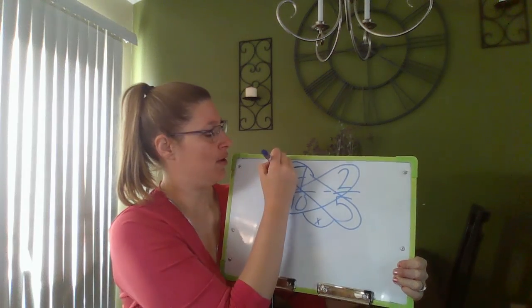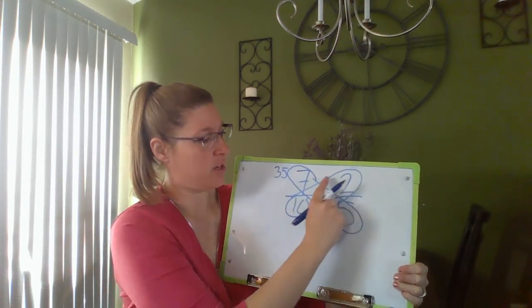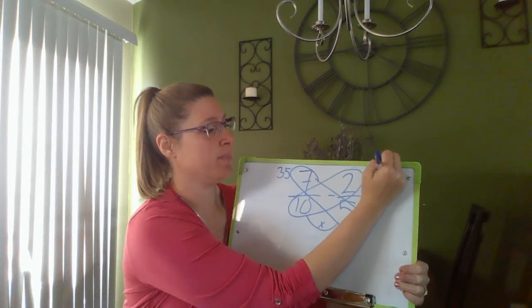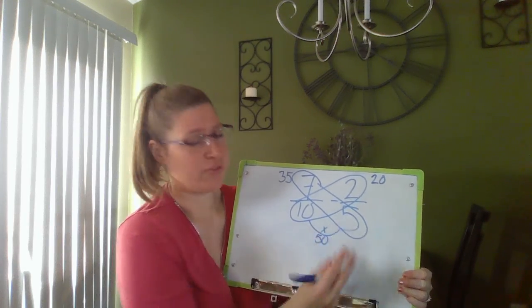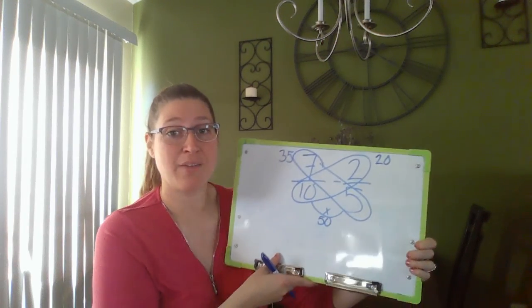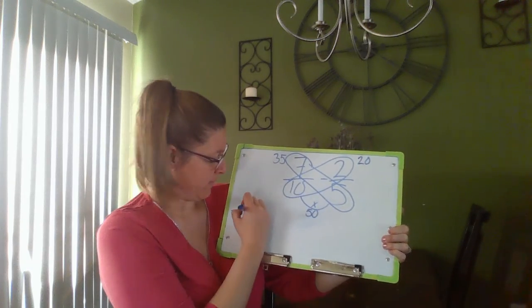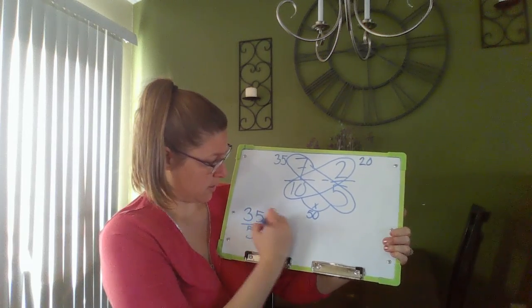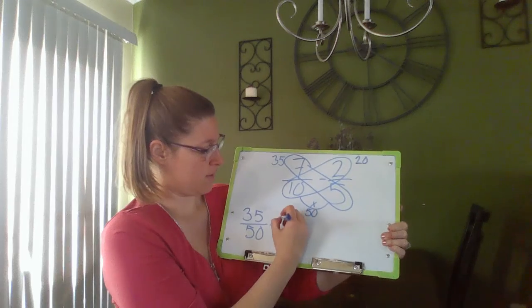7 times 5 is 35. 10 times 2 is 20. 10 times 5 is 50. Now we have our equivalent fractions. So 35 over 50, it's a subtraction problem, 20 over 50.